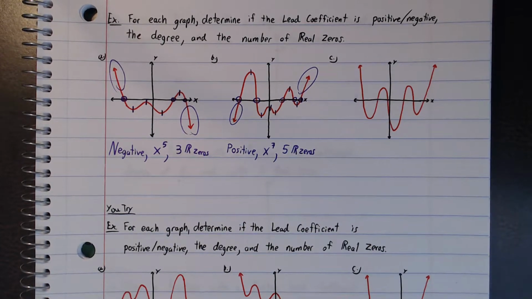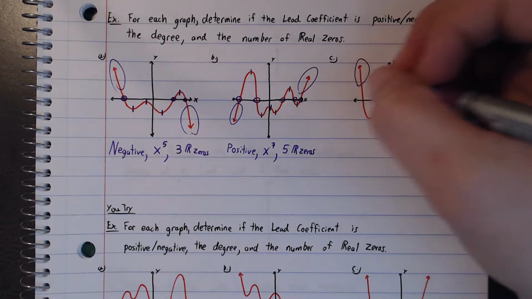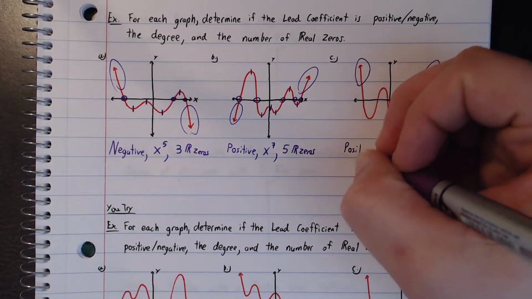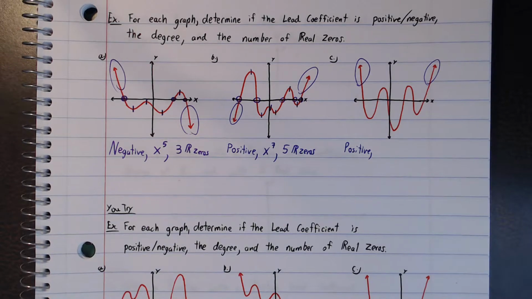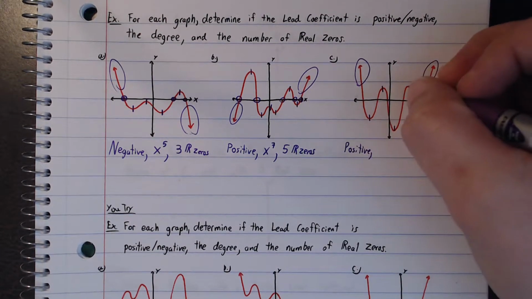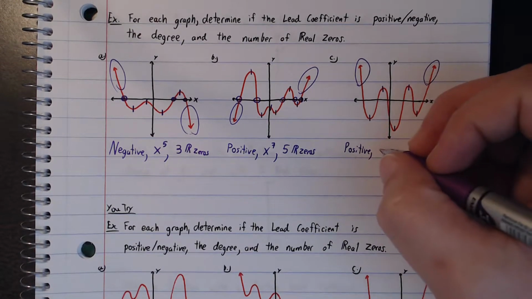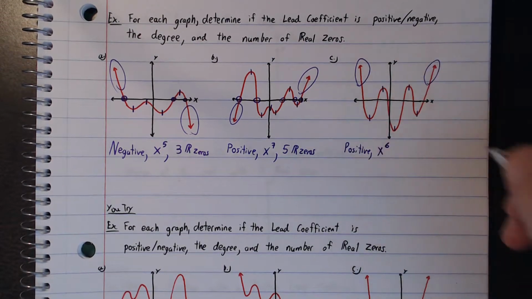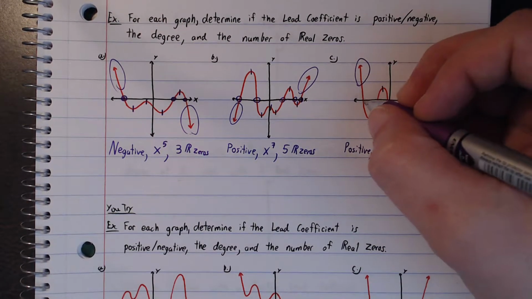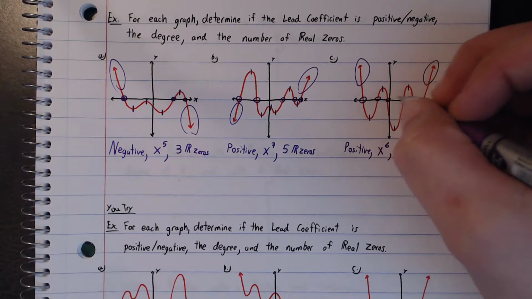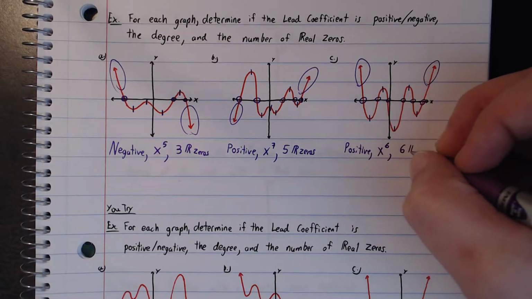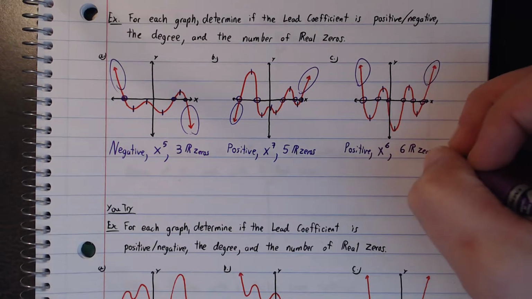Right? I'm going to look at my last one, looking at my end behavior. It starts positive, it ends positive, the whole thing is positive. Now I'm going to look at my turning points. I have 1, 2, 3, 4, 5 turning points. So I want one more for my degree, so that's to the power of 6. And then we'll see how many times it crosses. Once, twice, 3, 4, 5. Crosses 6 times, so we'll say 6 real zeros.